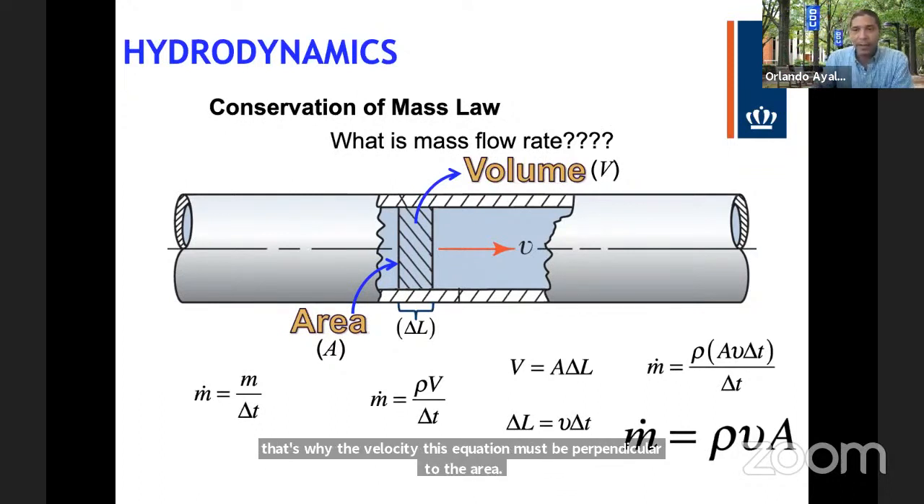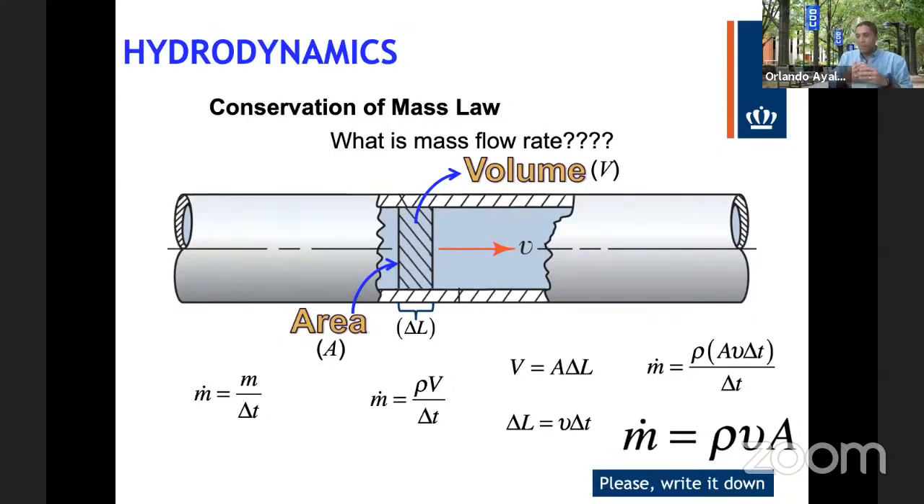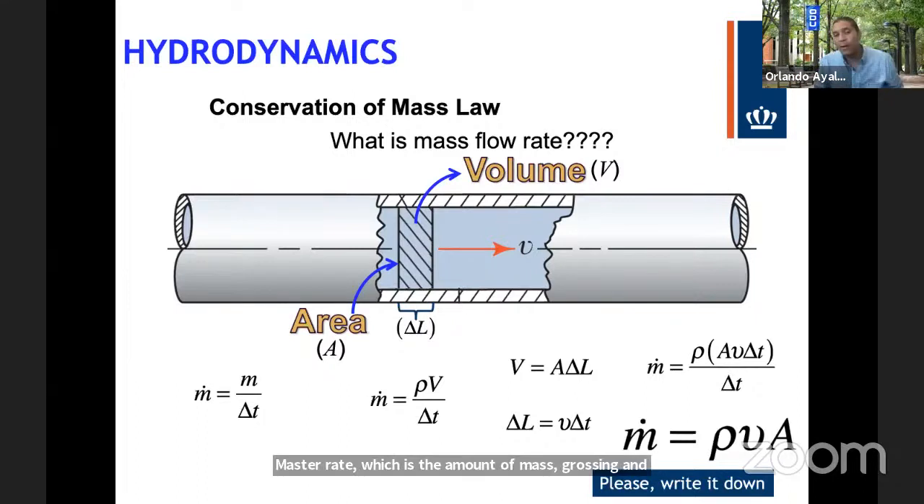And my friends, I'd like you to write that equation down. Please write that equation down. Mass flow rate is equal to density times velocity times area. Mass flow rate, which is the amount of mass crossing an area for a particular time, is equal to density times velocity times area. Please write it down. This now becomes your fourth equation. And I need those 4 equations you already have for what's coming next.